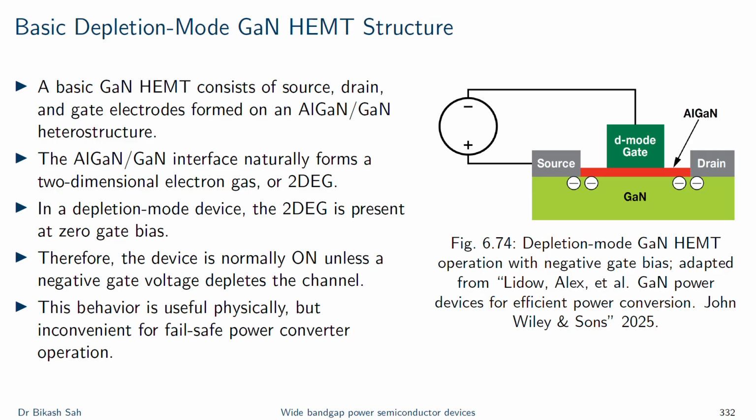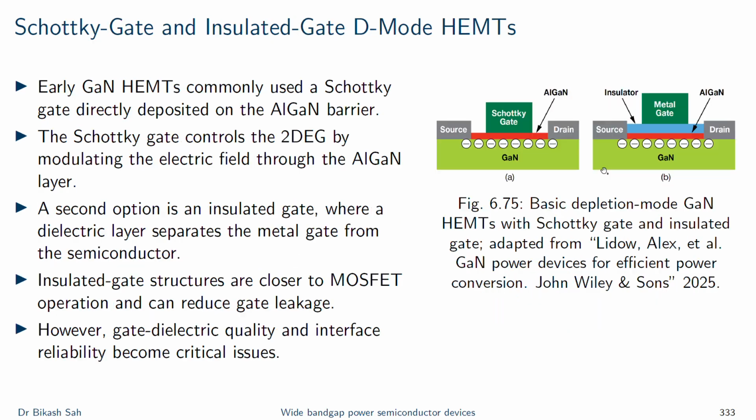Therefore, to turn it off, we apply a negative gate voltage that depletes the 2DEG under the gate. This figure clearly shows that the negative gate bias is repelling the electrons and interrupts the conduction path. This structure is physically simple and can give excellent performance, but it is not ideal for power converter safety. If the gate driver fails or loses supply, the device may turn on by default, and this is something that we really don't want to have in the case of power converters.